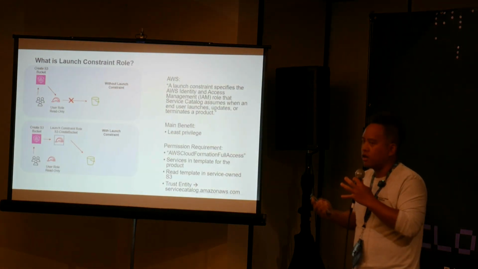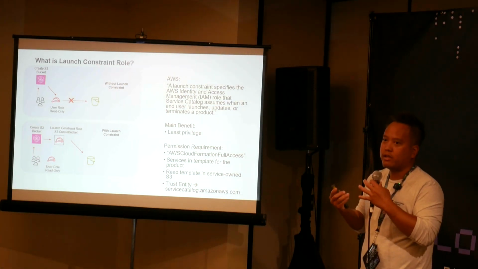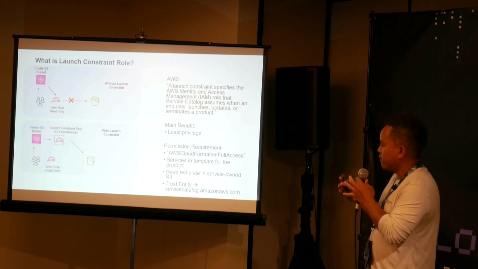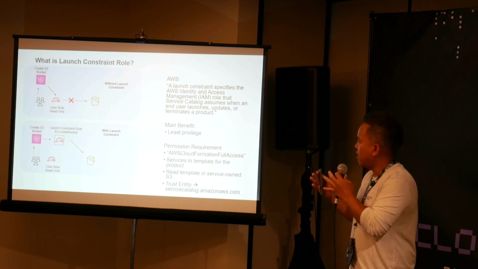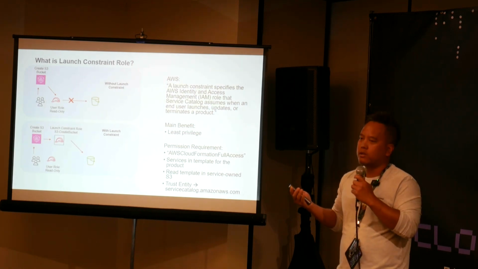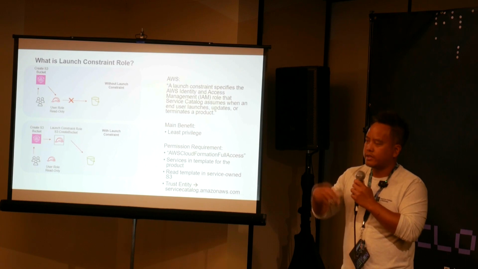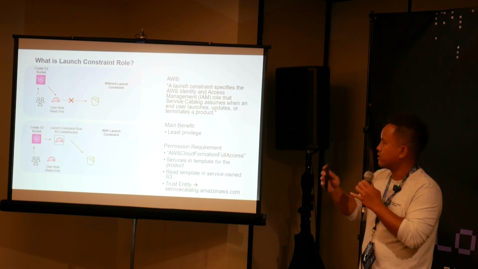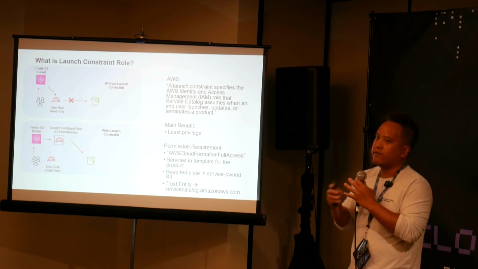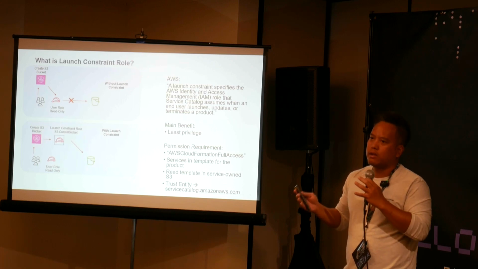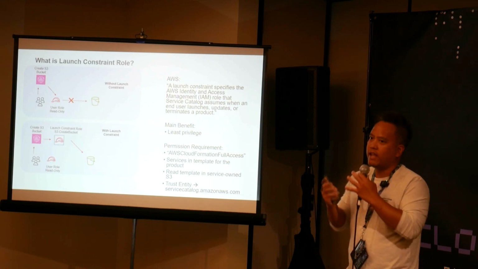Now, what is a launch constraint? A launch constraint is a capability that AWS gave us that allows Service Catalog to assume predefined IAM permissions. Let's say you have a user who you want to be able to provision resources. If that user uses Service Catalog, by default it's going to provision the resource based on the permissions given to the user. So if the user is a read-only user and wants to provision an S3 bucket, when they launch Service Catalog, they will not be able to do it because they themselves don't have permission to create a bucket.